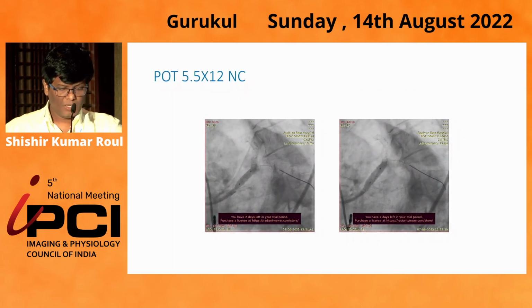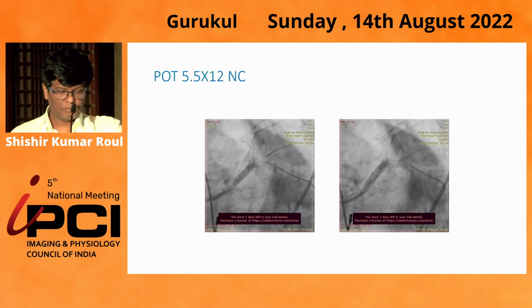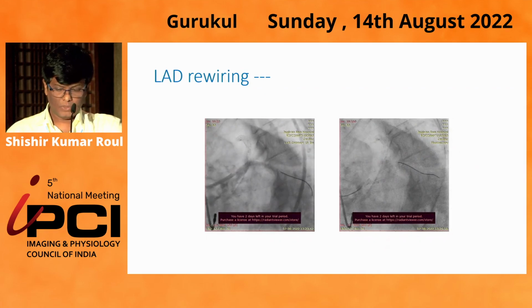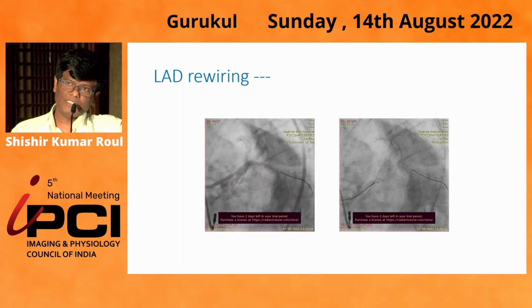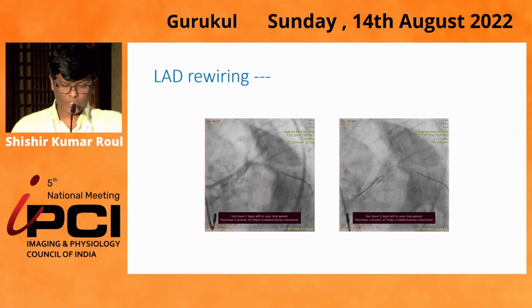You can see. So going further ahead, POT 5.5 by 12, and some good news, but that happiness was not persisting because I was not able to take my LAD wire inside the LAD to do the kissing.